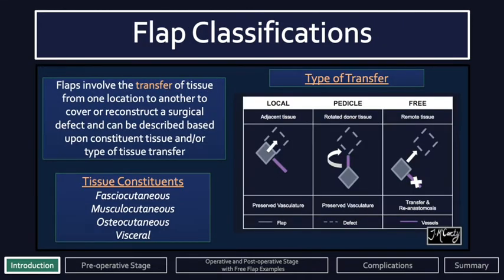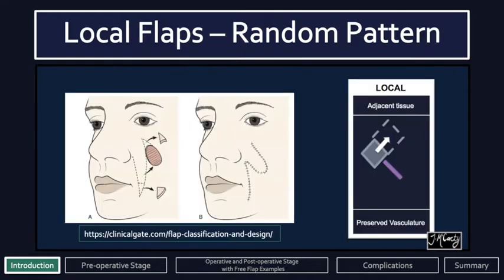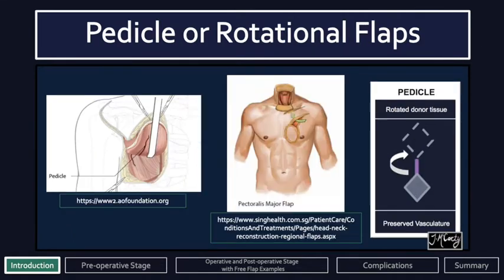Flaps can be classified either based on type of tissue transfer or tissue constituents. Local flaps close small defects. The local flaps are raised from tissue adjacent to the primary defect and advanced into the defect. The donor tissue brings with it intact vasculature. Pedicle or rotational flaps, such as the pectoralis major muscle flap, can be used when inadequate tissue adjacent to the defect exists to allow for primary closure and coverage.